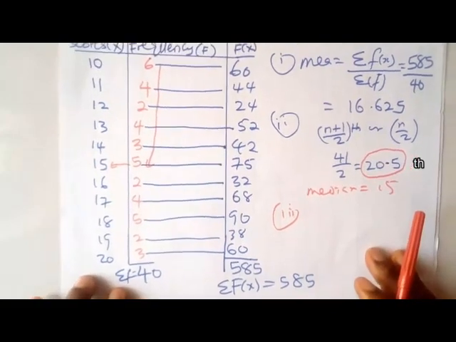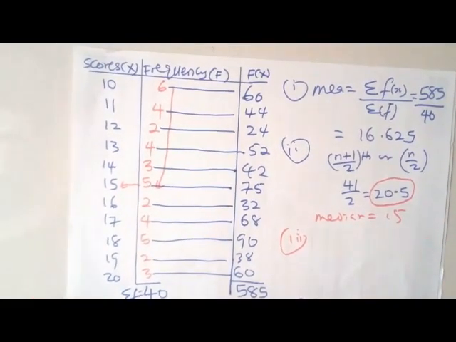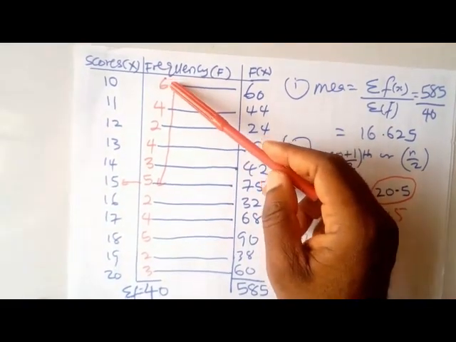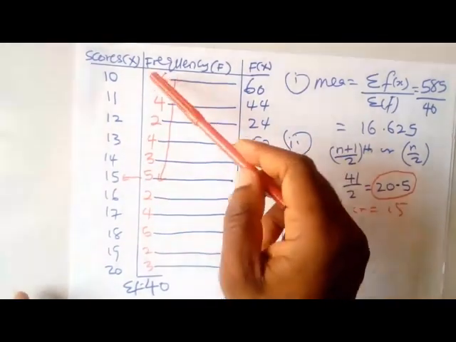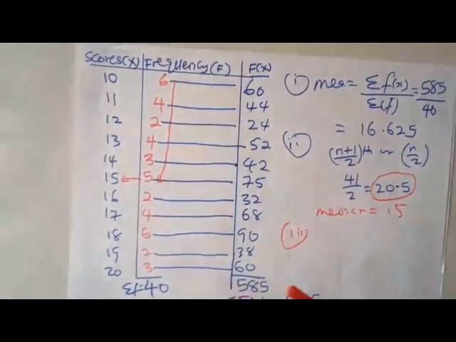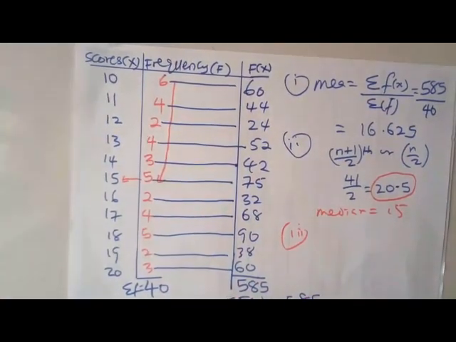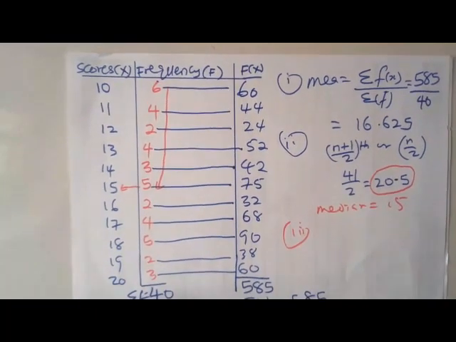So the last one is the mode. That one is not a problem. Mode is the number with the highest frequency. Look at the frequency downward. 6 is the highest frequency. Does it mean that 6 is the mode? Most of them misinterpret or confuse this.